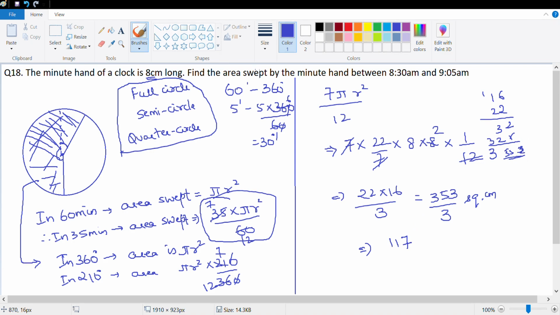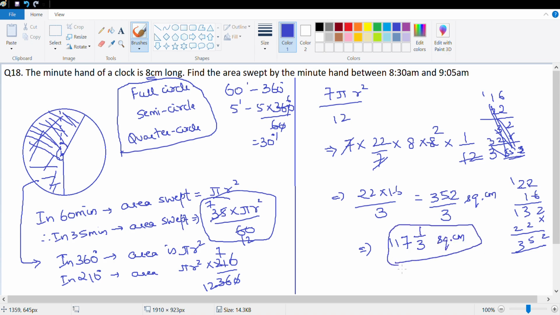Let me just redo this, some calculation error. 22 into 16, 6 twos are 12, 12 plus 1, 13, 2, 2, 2, 5, 3, 352, not 353, because 6 into 2 is 12, so the last digit cannot be 3. So 352, so 3 ones are 3, that leaves 5, 3 ones are 3, 22, that 3 7, and it's 117 upon 3 square centimeter.